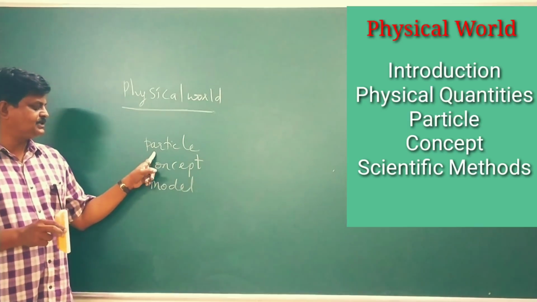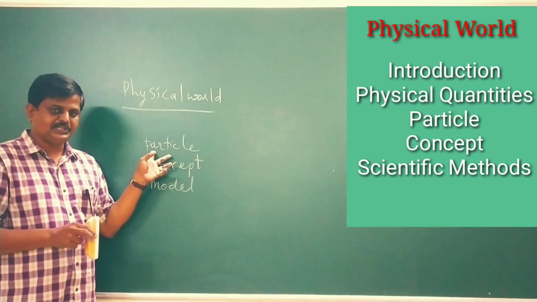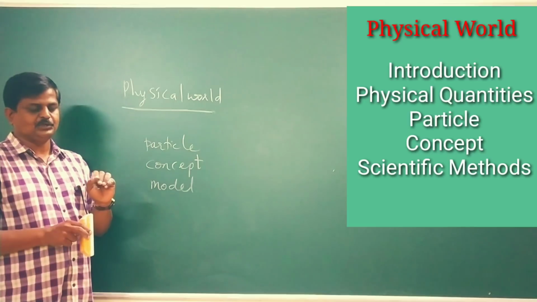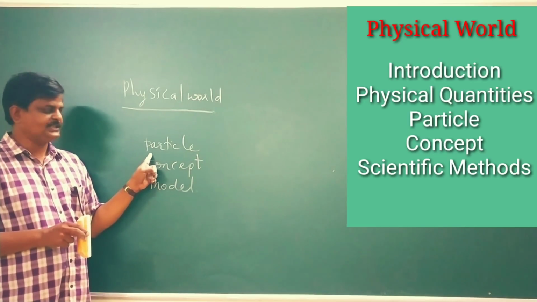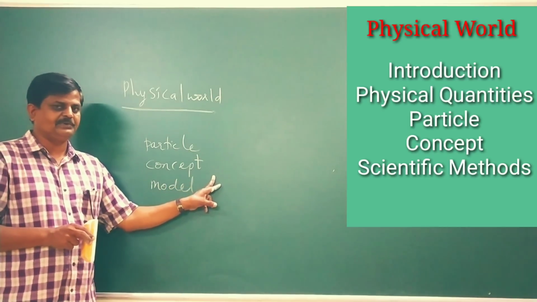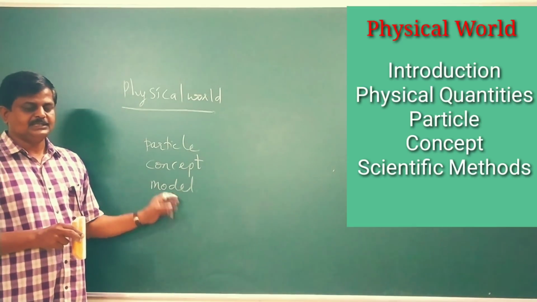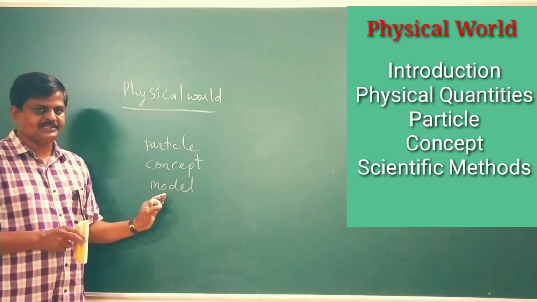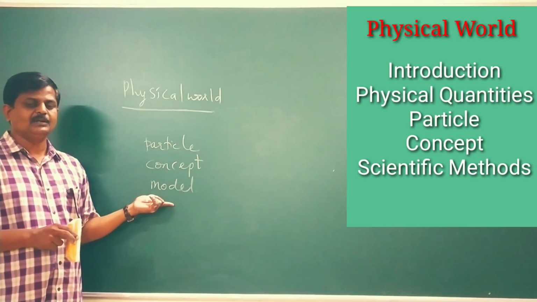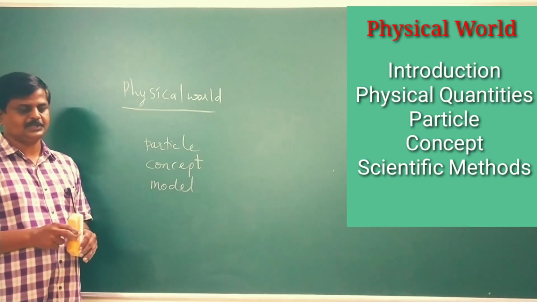Can you revamp that? Particle means when the distance travelled by the object is very large compared to the dimensions of the object, then we take that object as a particle. Concepts are the ideas used to define any natural phenomenon. Then what is a model? It is just a physical representation of a system. Can you give an example for a model? Light is modeled as rays.